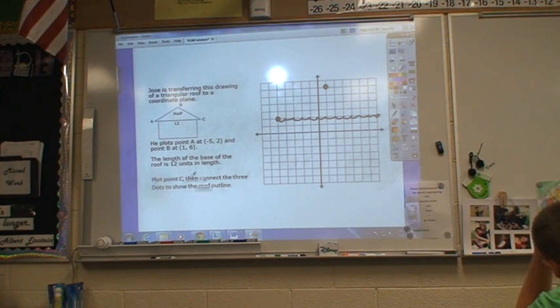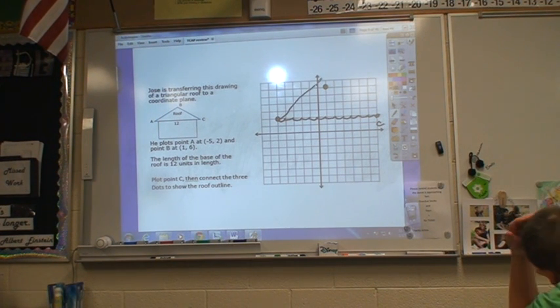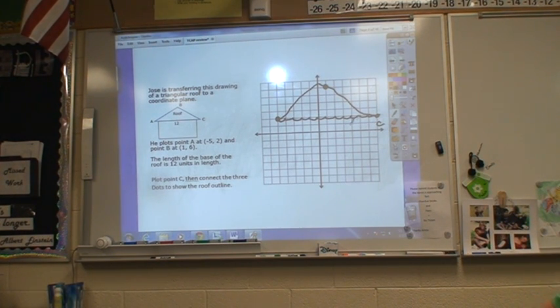And it says it wants me to plot point C and then connect the 3 to make the roof outline. So here's point C, and then I'm just going to connect it. Yikes, clearly I can't connect very well on this thing. So then if it asks me where point C is, well, I start at the origin always when I count. And I'm counting on the x first. 1, 2, 3, 4, 5, 6, 7. So my coordinate is going to be 7. And then I'm going up 1, 2, 7.